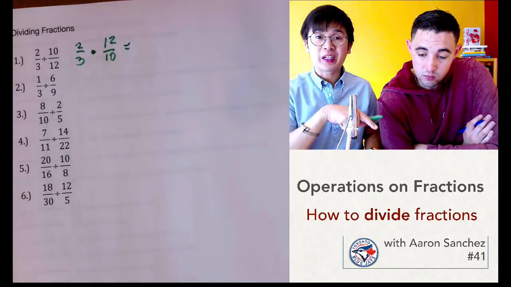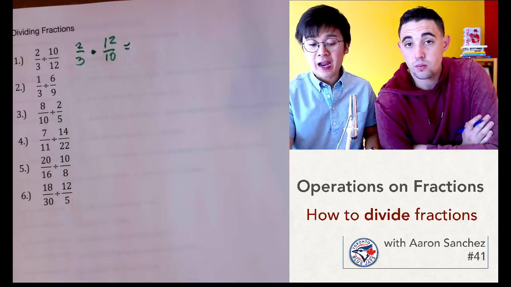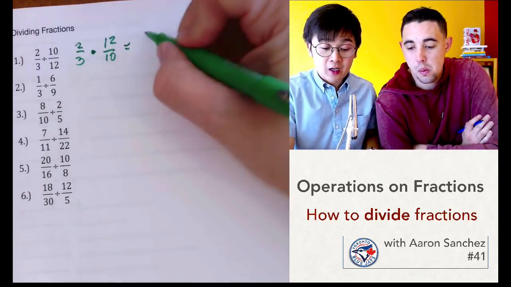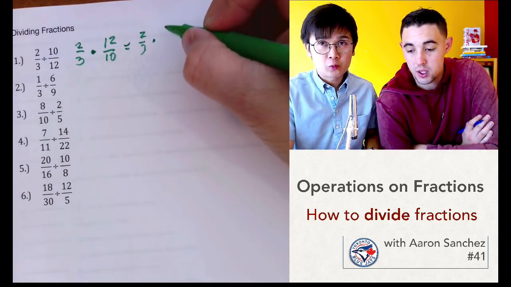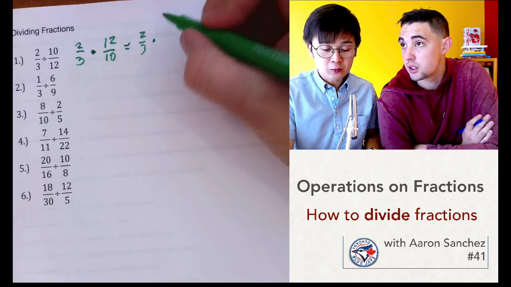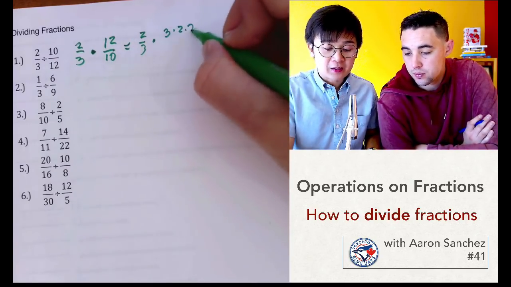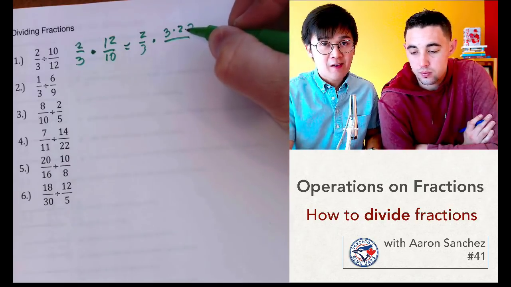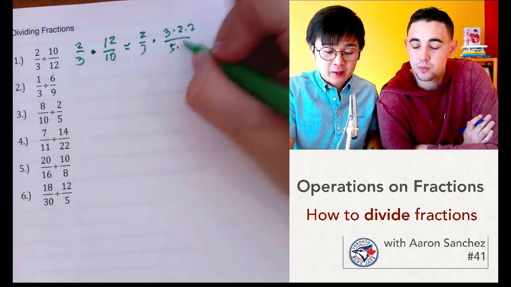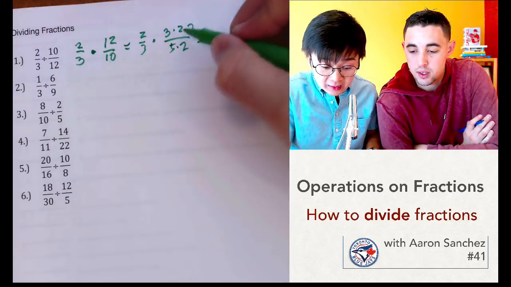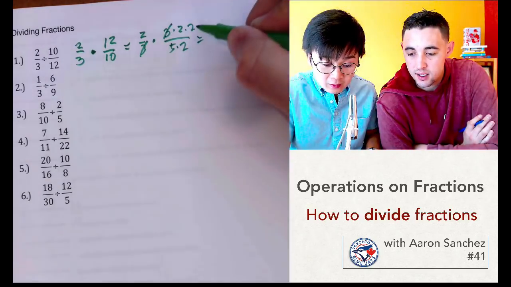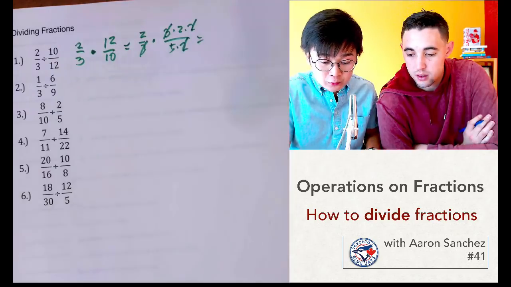Since you are multiplying, we're going to use the same rule we did a while ago, which is to factor every number that we can factor. 2 over 3, we keep it. 12 is 6 times 2, and you can break 6 down into 3 and 2, so 12 is 3, 2, 2. And 10 is 5 and 2. And we cancel. The fun part is here, canceling.